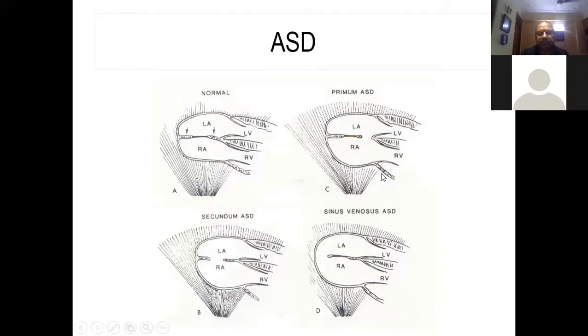And what kind of these defects are present at your level? We say this is the fossa ovalis. If the defect is present in the fossa ovalis, we call it secundum ASD. If the defect is present towards the atrioventricular valves, this is known as primum ASD. If the defect is present towards the sinus venosus or basally, we call it sinus venosus ASD.